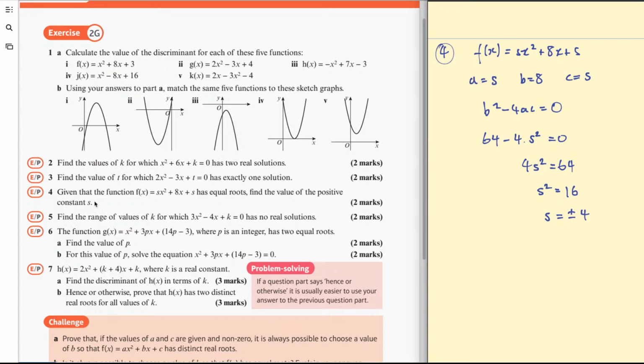It's saying find the value of the positive constant s. So when it says positive constant s, we can say s must equal positive 4, because it tells us that in the question. Alrighty.